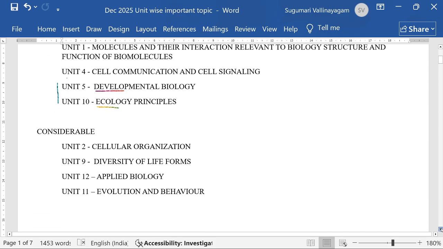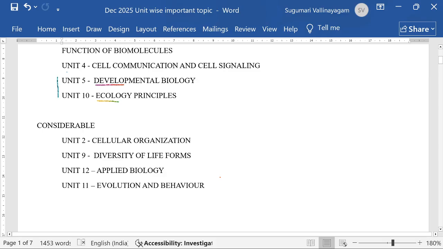And the next 4 units are wide topics, but you can't predict which topic is important, so you can't cover the full topics. Take unit 2, unit 9, unit 12, unit 11: cellular organization, diversity, applied biology, and evolutionary theories and behaviors. So these 4 units are considerable.